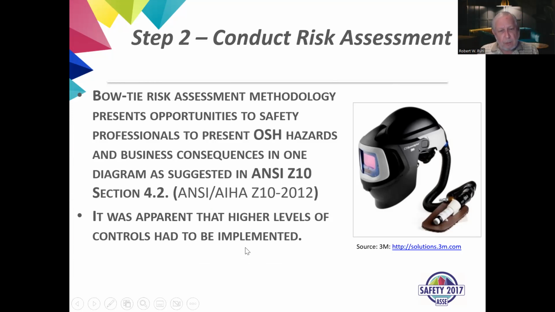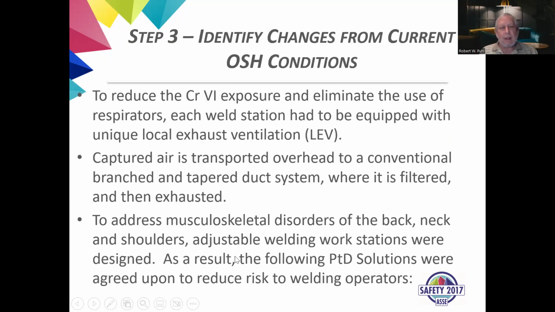It was apparent that the higher levels of controls had to be implemented. Well, that's pretty obvious right off the bat. To reduce the hexavalent chromium exposure and eliminate the use of respirators, each weld station had to be equipped with unique local exhaust ventilation, LEV. Duh. Captured air is transported overhead to a conventional branched and tapered duct system where it is filtered and then exhausted. To address musculoskeletal disorders of the back, neck, and shoulders, adjustable welding workstations were designed. As a result, the following PTD solutions were agreed upon to reduce risk to welding operators. Anytime you have a workstation, particularly one that's not used by the same person all the time, you almost have to have some adjustability on it.